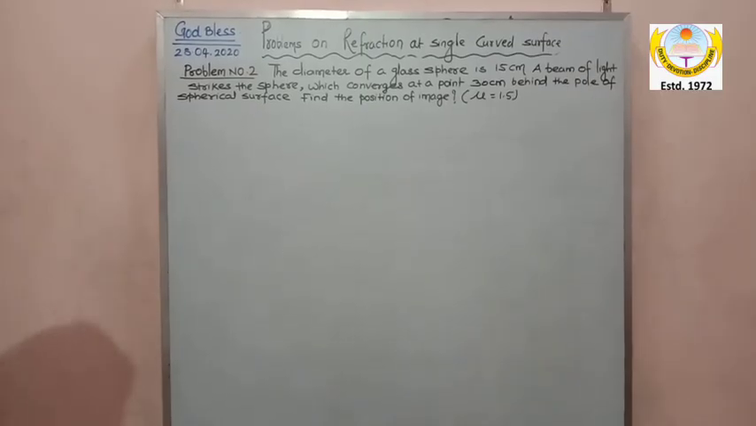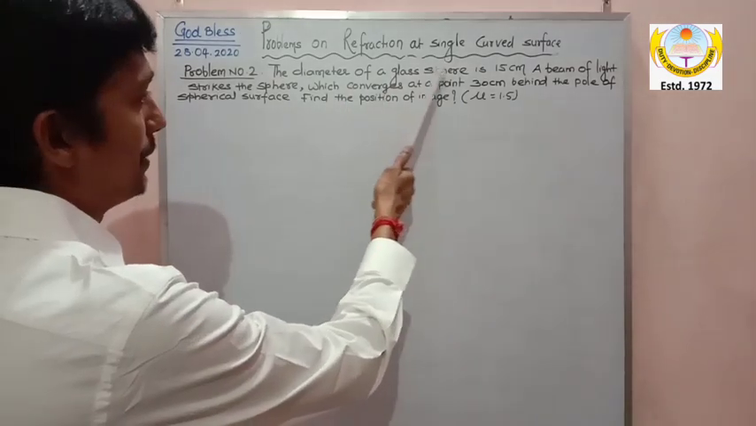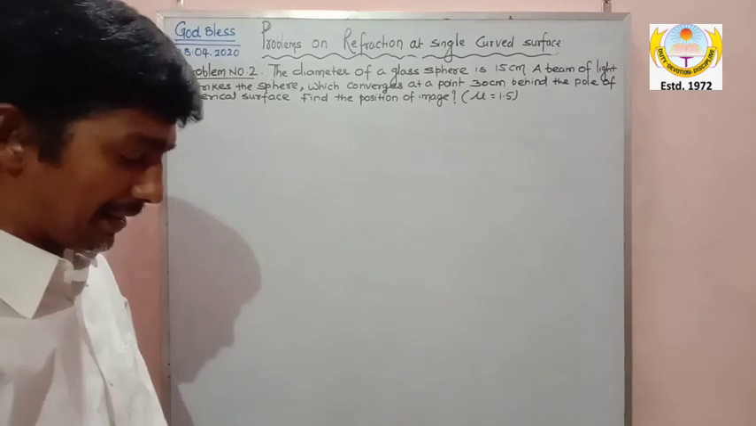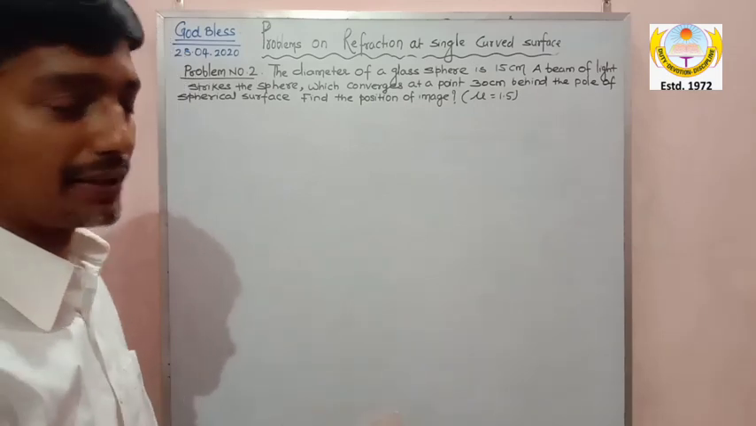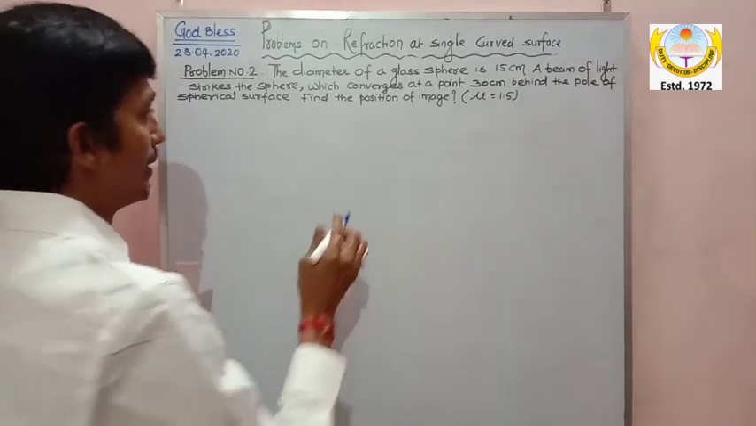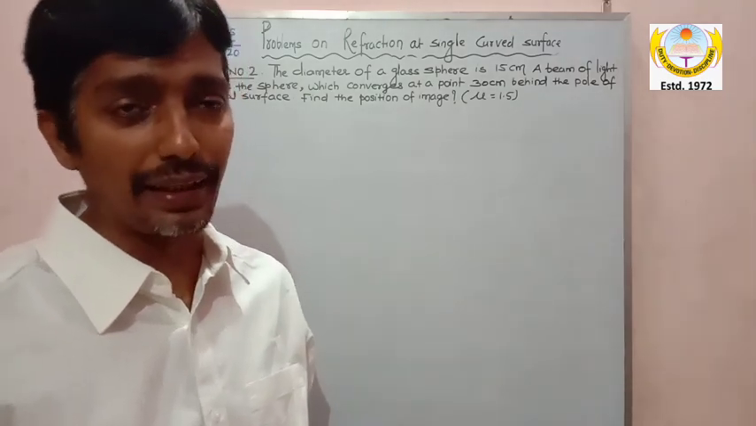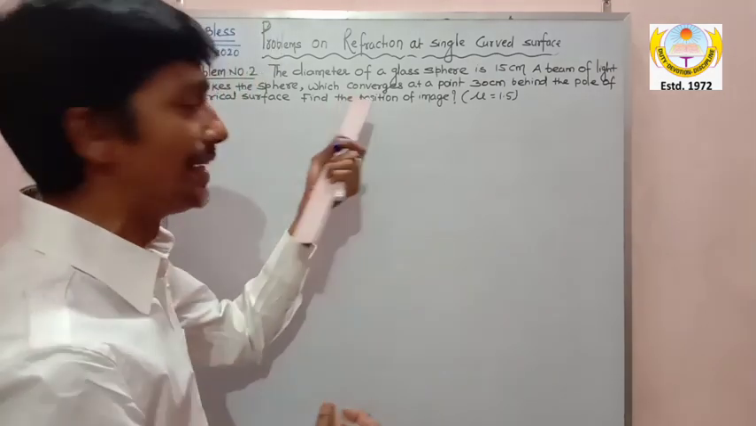Now, my dear, look at the next problem. The problem is: the diameter of a glass sphere is 15 centimeter. There is a glass sphere, so let us draw the glass sphere. But first, you draw the diagram for this question. Sometimes it requires a diagram, sometimes we can do without drawing one. We can understand the question. But here I need a diagram.